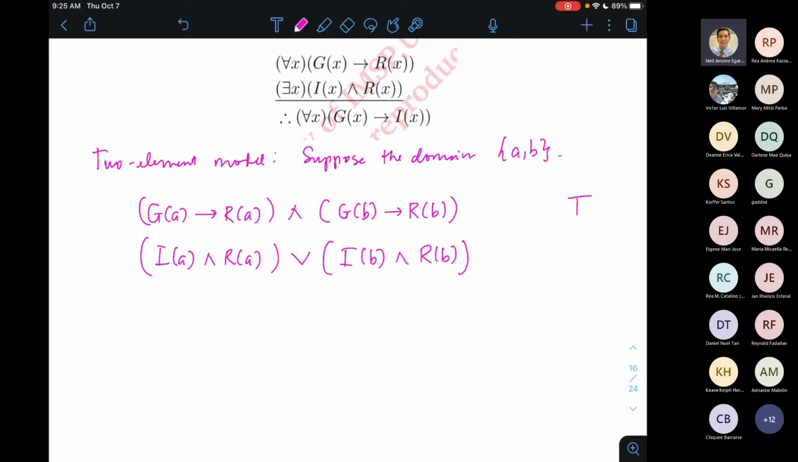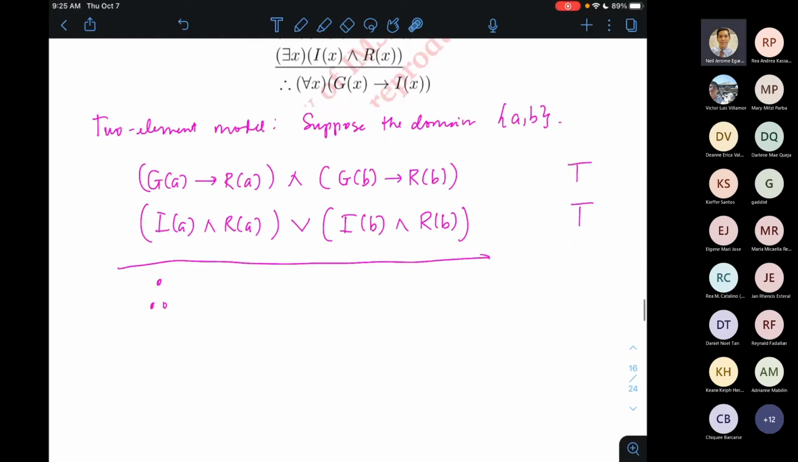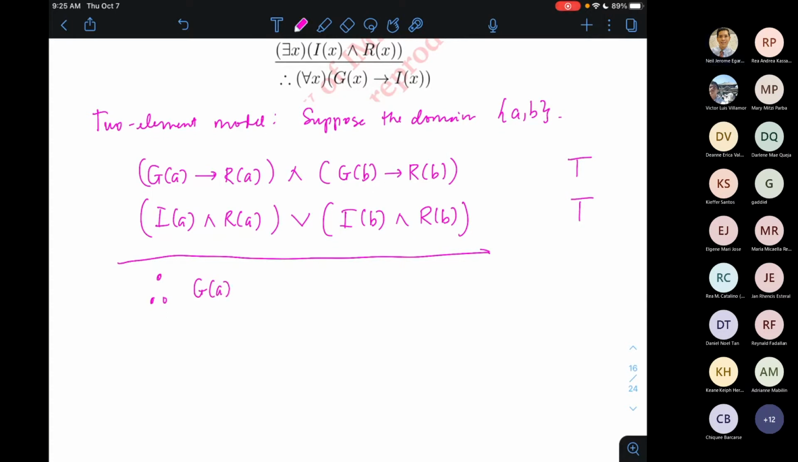And again, for the sake of checking validity or invalidity, we will assume that this is true. And then the conclusion? Ang conclusion ay true for all. Dahil true daw siya for all, ibig sabihin, magkakaroon tayo ng G of A implying I of A and G of B implying I of B. Kasi nga true siya sa lahat, so totoo siya sa parehas na A and B. That's why the connective and.